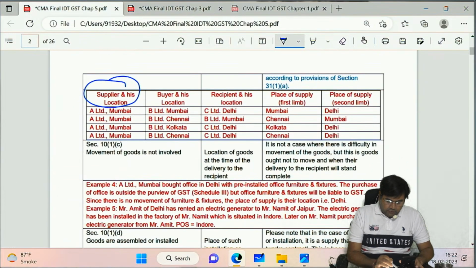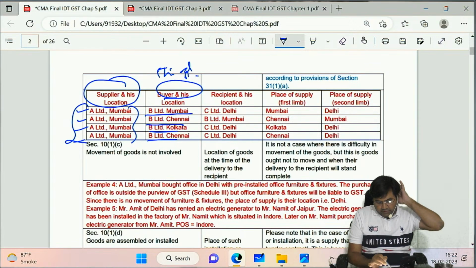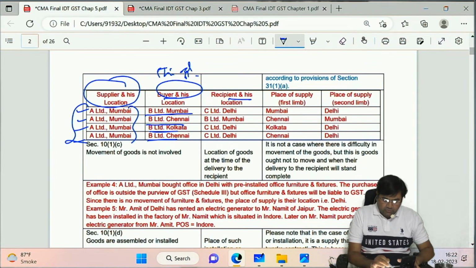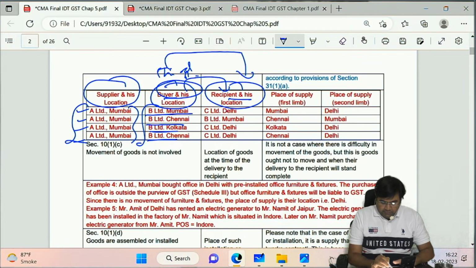Supplier and its location. So there are four scenarios: A Limited, Mumbai. Okay, buyer and its location. This buyer is the third person: B Limited Mumbai, B Limited Chennai, B Limited Kolkata, B Limited Chennai. Recipient and its location. On the third person's instruction, delivery is happening here. So for the first limb, on his instruction, goods are going to be delivered here. So for this we are going to see the principal place of business of this person. That is going to be the place of business. So the first limb is Mumbai, Chennai, Kolkata, Chennai.